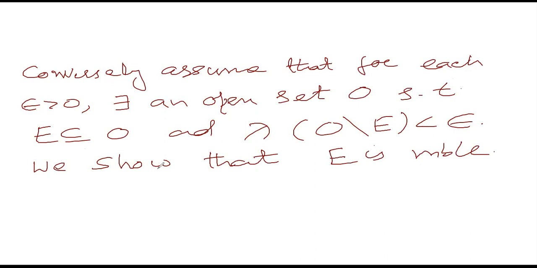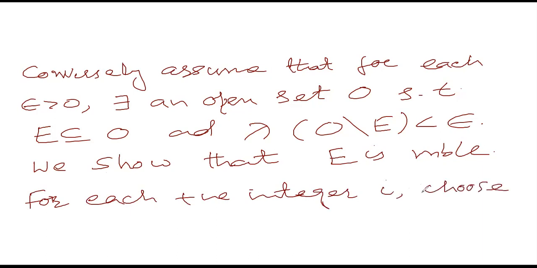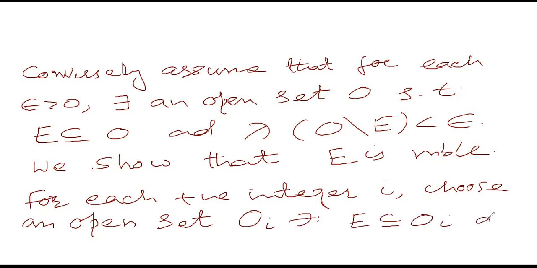For each positive integer i, choose an open set O_i such that E is a subset of O_i, and the Lebesgue measure of O_i minus E is less than 1 over i.